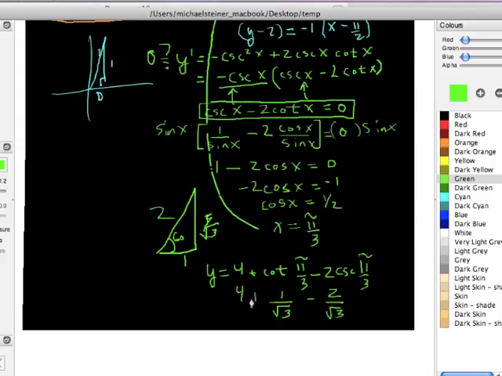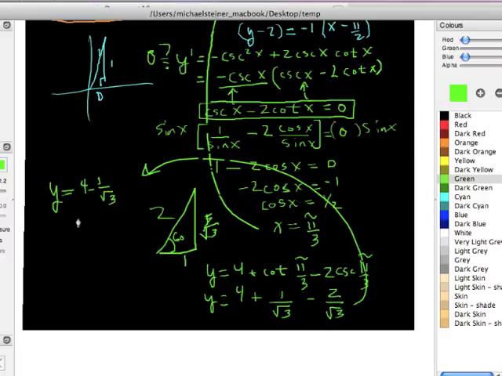So we have 4 plus this minus 2, so we have 30 seconds. This is y equals 4 minus 1 over root 3. And let's do, that's 4 root 3, man, root 3 minus 1 over square root of 3.